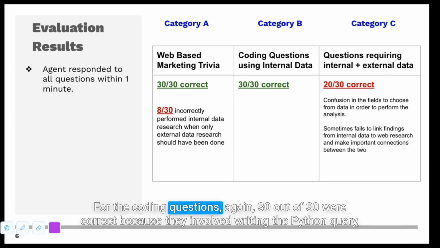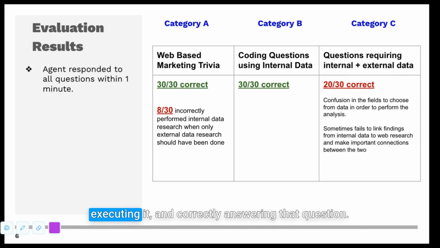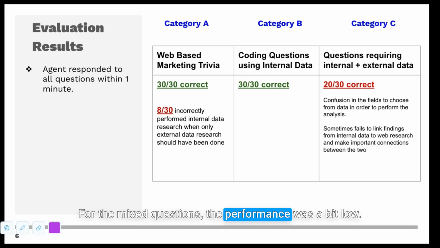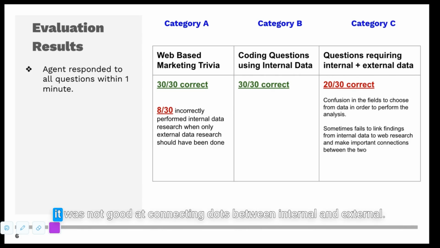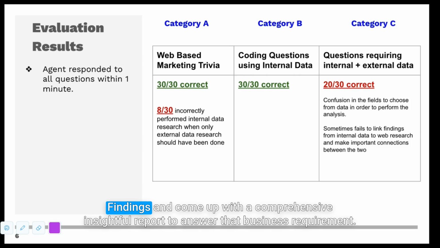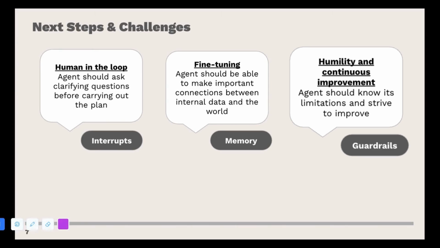For the coding questions, again, 30 out of 30 were correct because they involved writing the Python query, executing it, and correctly answering that question. For the mixed questions, the performance was a bit low. The part where the agent struggled was that even though it got the correct answer from the Python query it ran to query the internal data, it was not good at connecting dots between internal and external findings and coming up with a comprehensive, insightful report to answer that business requirement.